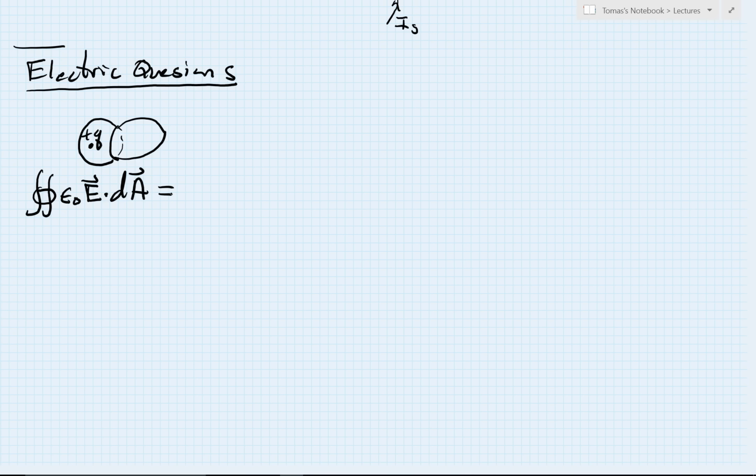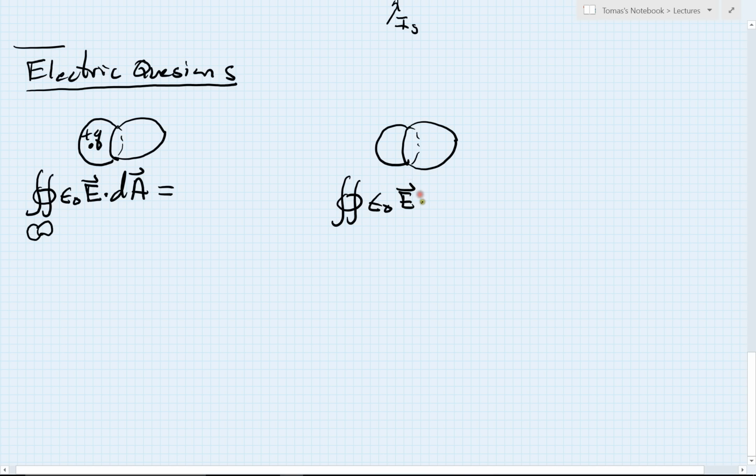The second electric question will be very similar. I'm going to have, once again, my favorite peanut shape. Here, I'll draw the peanut so we're integrating over that. And again, I'm going to ask about this integral, epsilon naught E dot dA. But in this case, the point charge is going to be sitting somewhere outside the surface, there, like so.